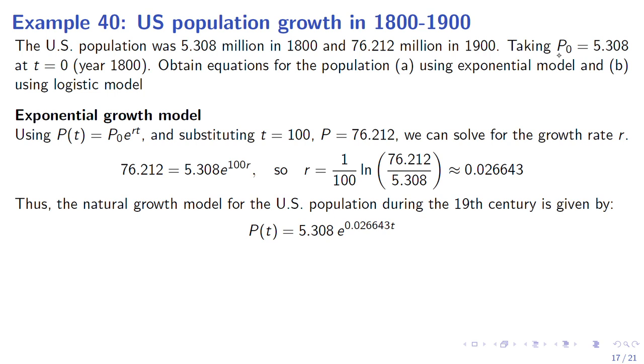Okay, now taking P naught as 5.308, so now our population is in millions, at time t equals 0, so that's our baseline at 1800. Obtain the equation for the population using the exponential model and also using the logistic model. So we're going to compare how each model predicts the population over the 19th century.